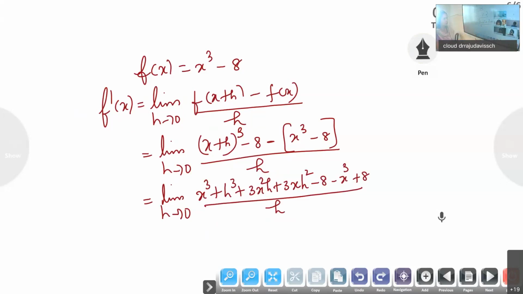Now cancel the terms. Take the limits. What is the final answer, Atul? You completed, Atul? Ma'am, I got 3x square. Yes, correct. Karthik, what's your answer, Karthik? Ma'am, my formula was wrong.